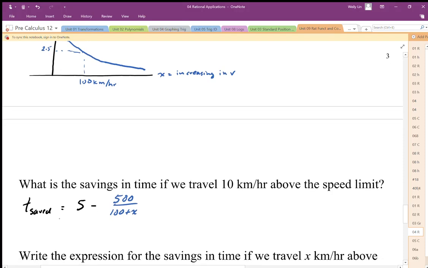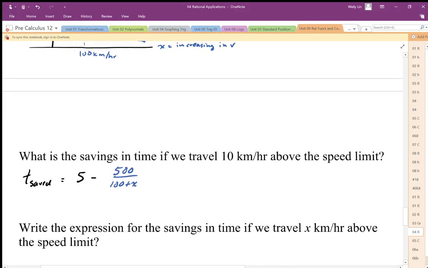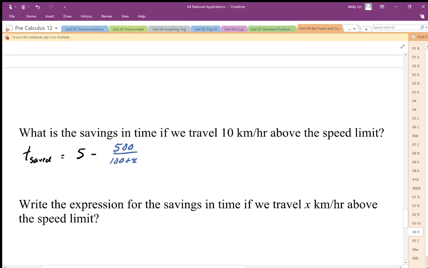This expression represents the new time savings: 5 hours minus 500 kilometers divided by 100 plus x hours. The unit of the blue expression will be hours. So this is the expression for the savings in time if we travel x kilometers above the speed limit.